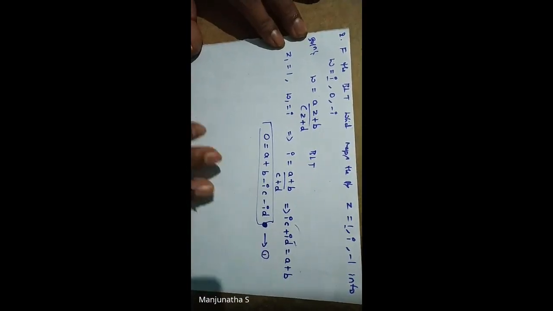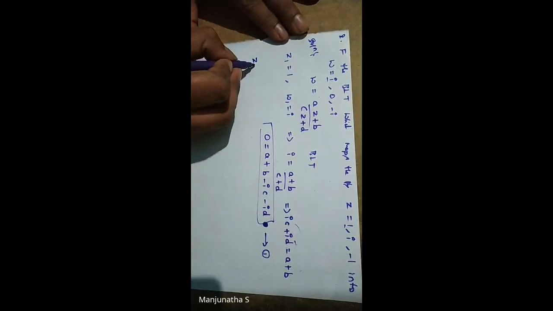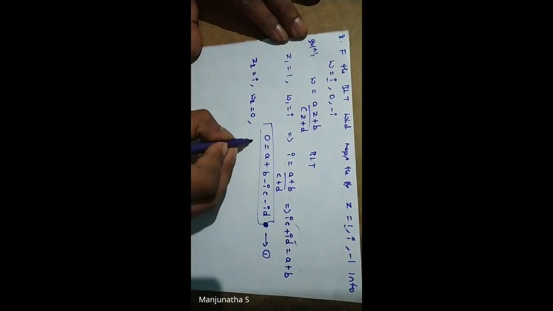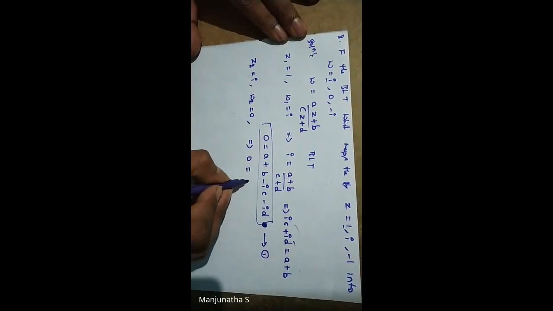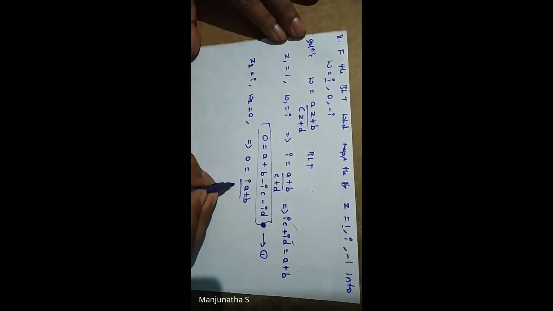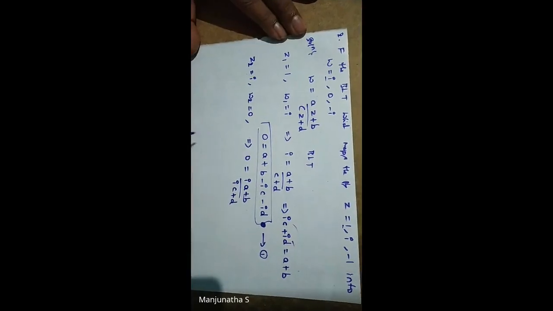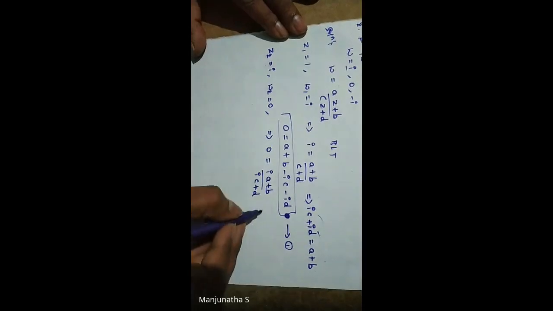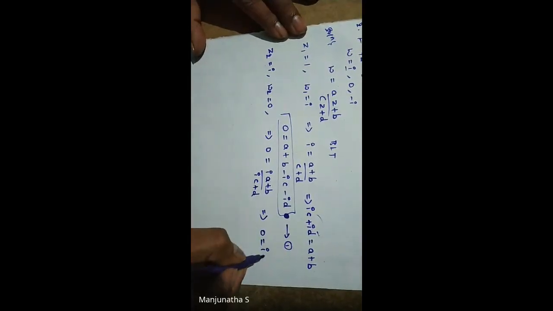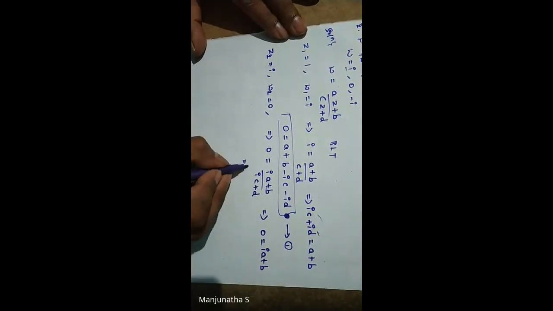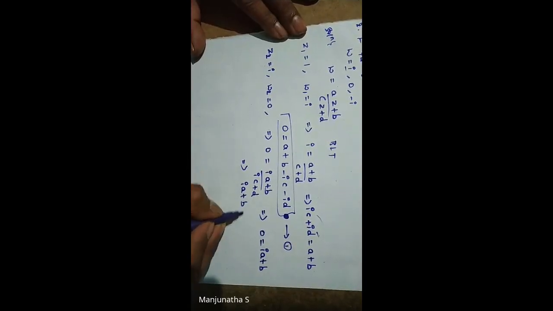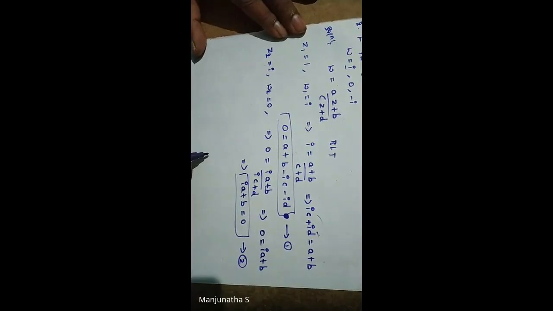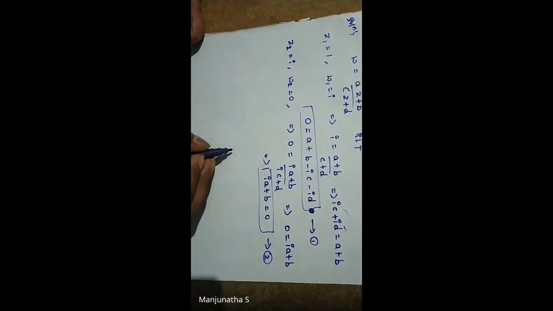Equation number 1. Similarly, z2 is equal to i, w2 is equal to 0. So 0 is equal to (ia + b) divided by (ic + d). Just the simplification part: when you send the denominator to the other side, 0 times anything is 0. So 0 is equal to ia + b, or we can write ia + b is equal to 0, which is equation number 2. So we got the second equation.